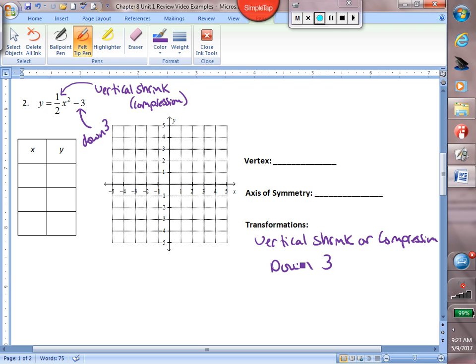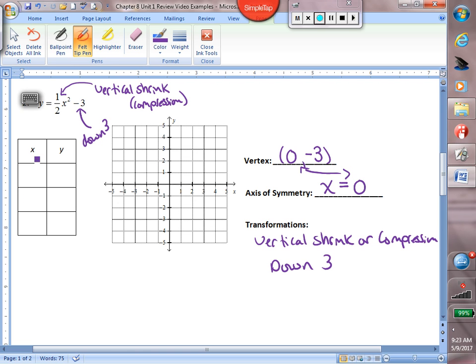Again, from these transformations, we can find our vertex. Our graph does not move left or right at all, so the x value for the vertex will remain at 0. Our graph does move vertically. Our graph moves down 3, so the y value will be a -3. Axis of symmetry, again, it has to be the equation of a vertical line, so we do need the x equals. And x will equal the same value that it does at the vertex.